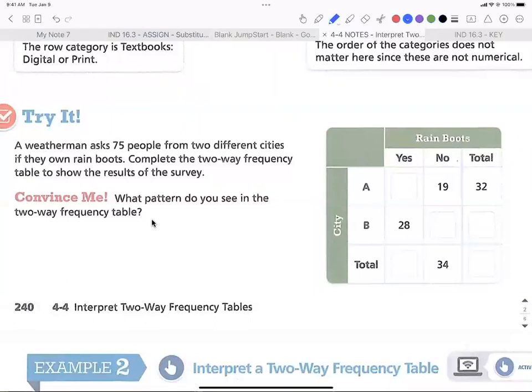But you do have to find one place where you're given all the information in a row or a column except for one box, and then you know you can fill that in. So if we look at this, it says a weatherman asked 75 people from 2 different cities if they own rain boots. Complete the two-way frequency table to show the results of the survey. So we have city A and city B, and then we have the answers yes and no. Okay, and then we have the total column.